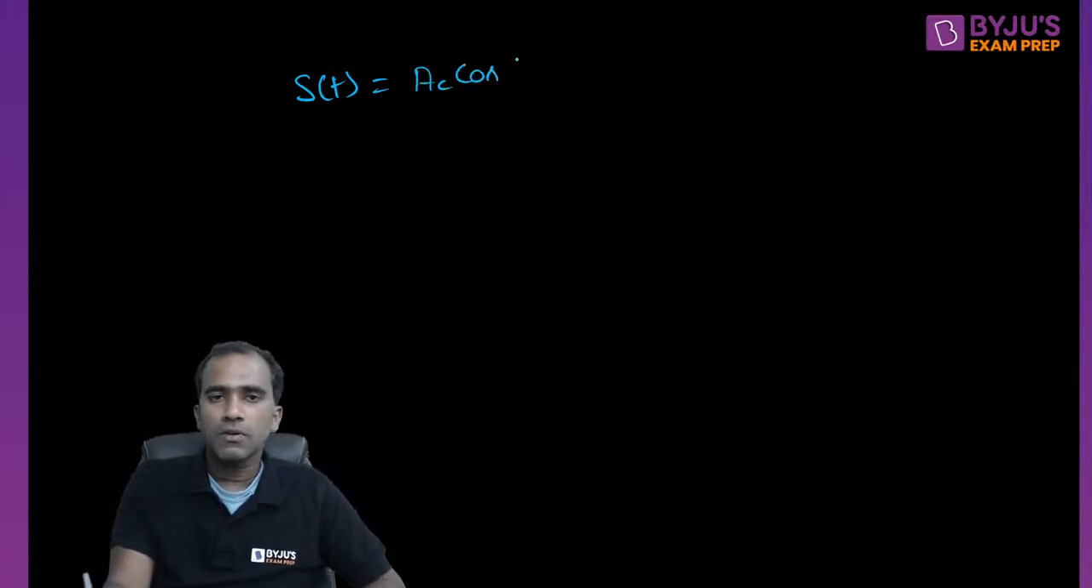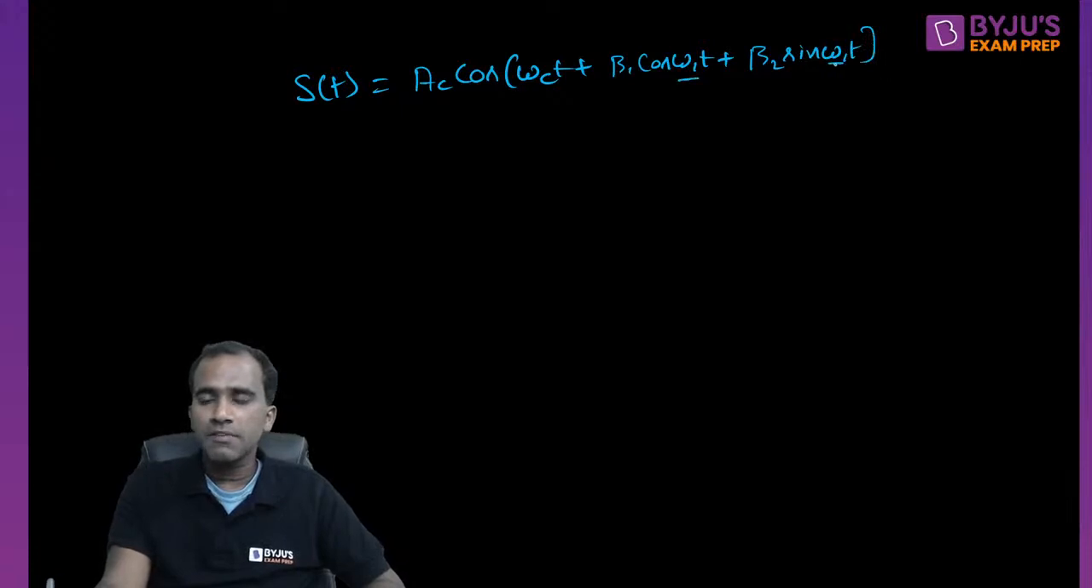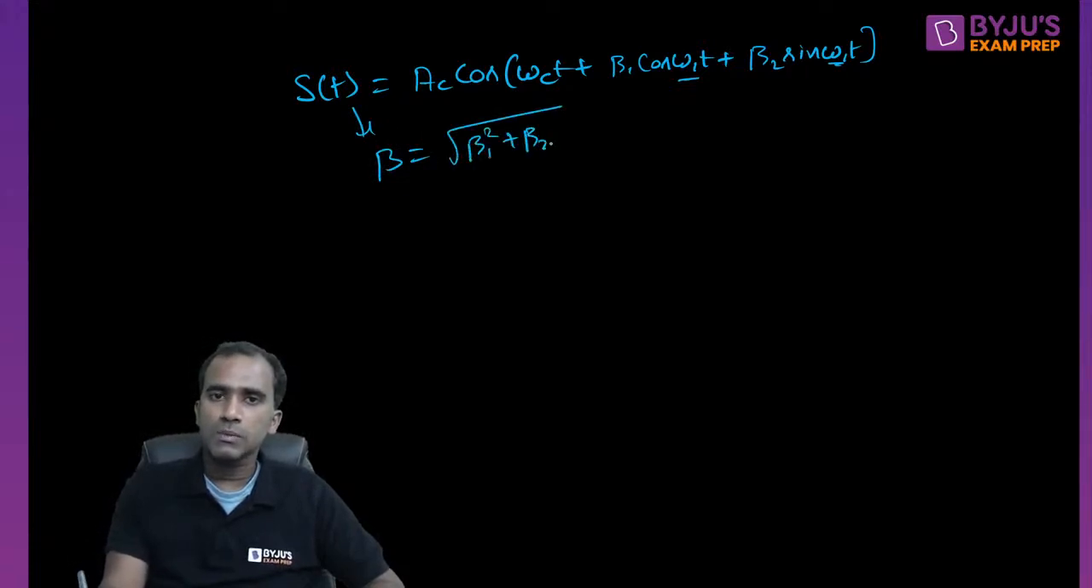AC cos of omega ct plus beta 1 cos omega 1t plus beta 2 sin omega 1t. See this one? Here it is the same frequency, but cos and sine. The angle inside cos and the angle inside sine is the same. Under this condition, the beta value is root of beta 1 square plus beta 2 square.